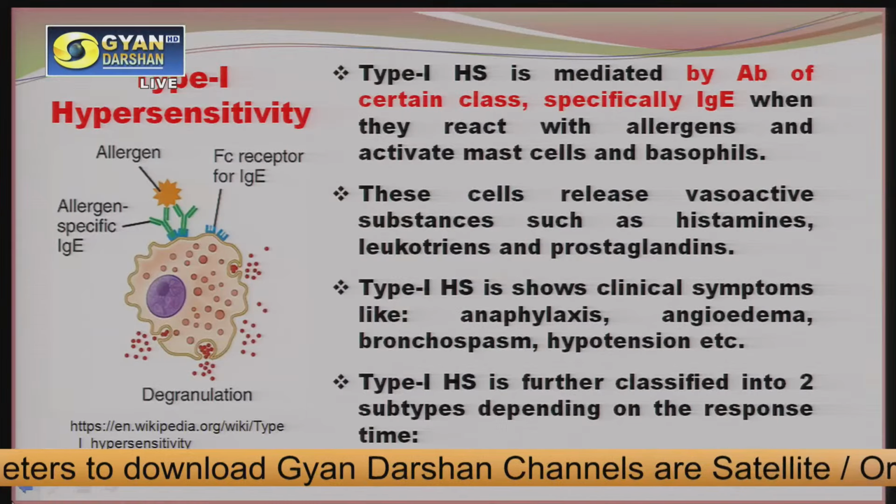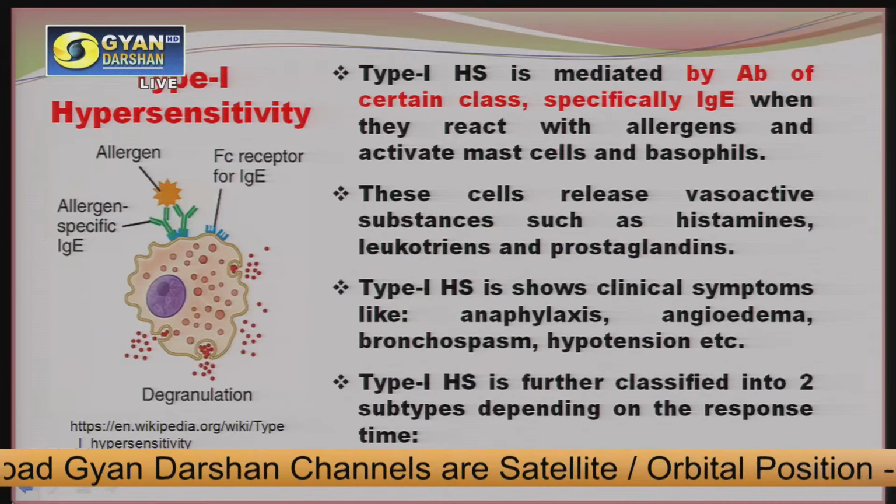So I want to discuss one by one how to classify hypersensitivity. I have already discussed it: it is classified into four ways: type first, type second, type third, type fourth. So I want to discuss type first hypersensitivity. Type first hypersensitivity is mediated by antibody.